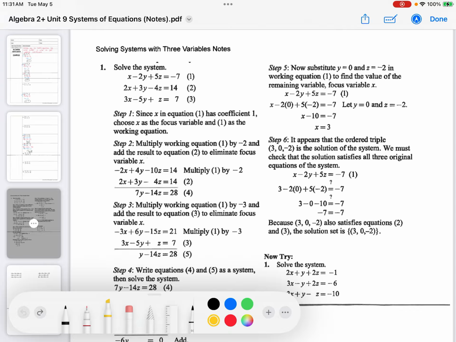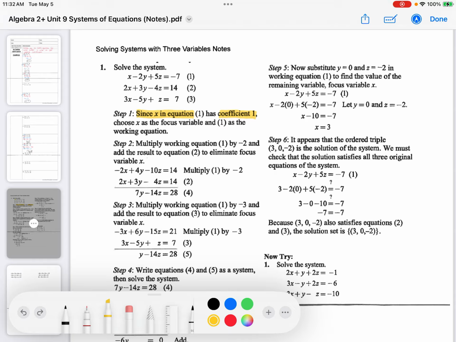And if I look at all the variables, like the x's, none of those really seem set up to cancel out automatically. Same thing with the y's, none of those would cancel out, or the z's. So we're going to have to do a little bit of multiplication to get this system ready to eliminate. So what they did here, step 1, they said, since the x in equation 1 has a coefficient of 1, we're going to choose that one as the working equation, the one that we're going to work with.